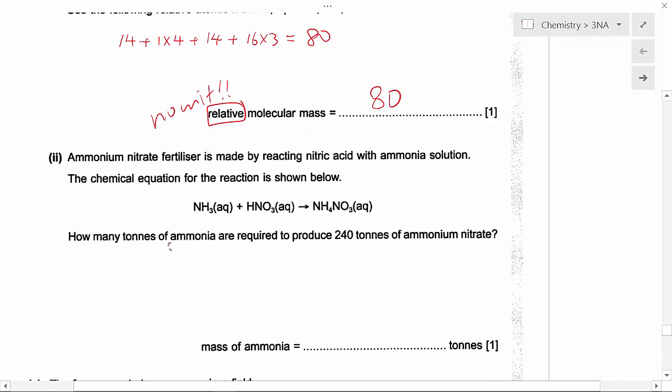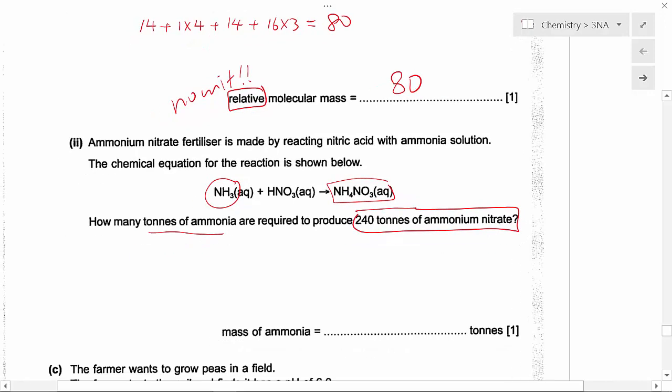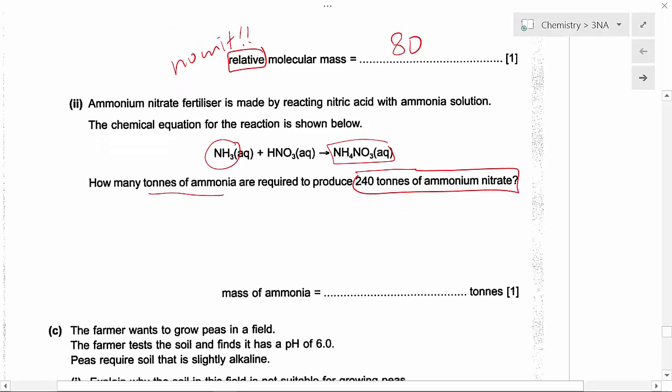Okay, so down here, you use ammonia to form ammonium nitrate, and how many tons of ammonia are needed to form 240 tons of ammonium nitrate? Right? So from ammonium nitrate 240 tons, the ton is actually 10 to the power 6 gram. So in other words, 240 times 10 to the power 6 gram. So it's 240 times 10 to the power 6 gram over 80. So it's 3 times 10 to the power 6 mole.